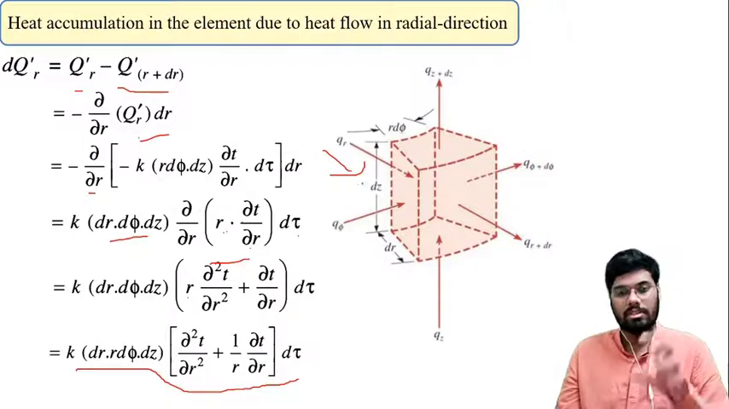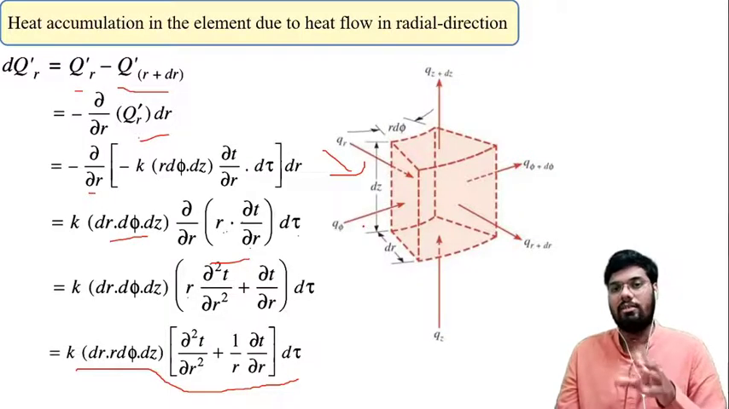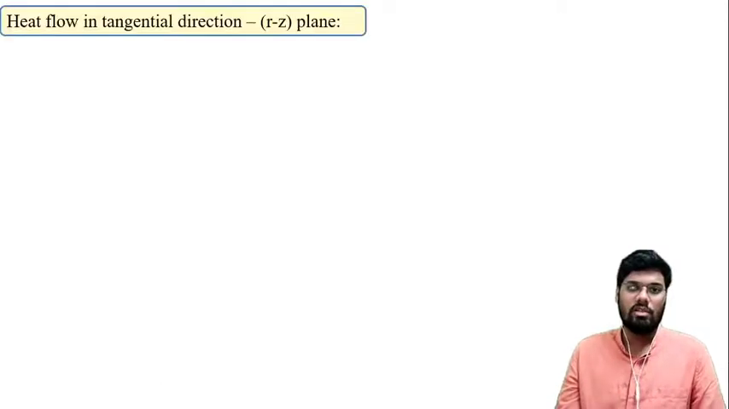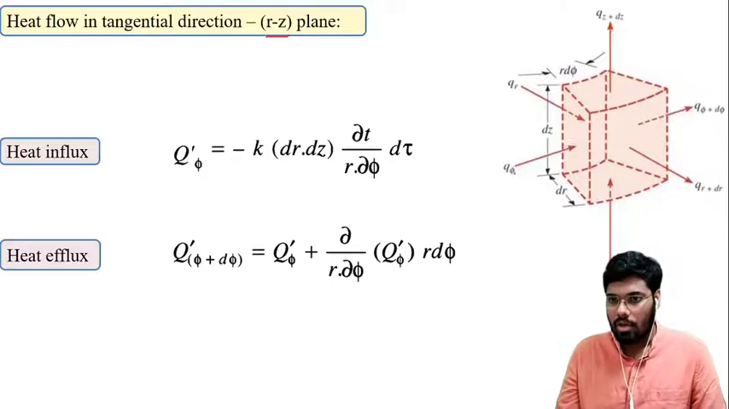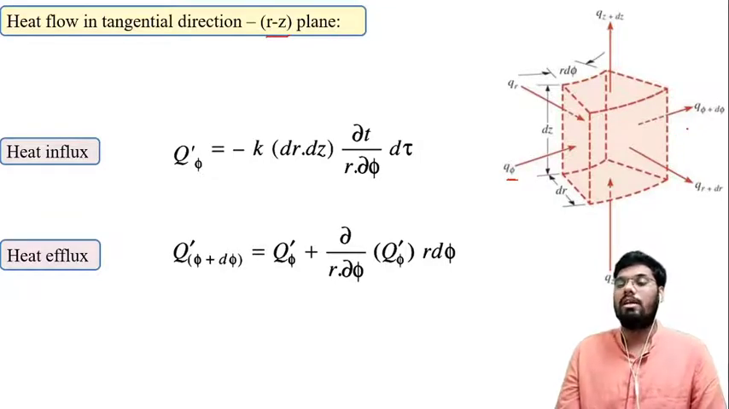We can derive the same for the z direction as well as for the phi direction. So let's discuss this r-phi plane, which means we are talking about the phi direction. When you are talking about the phi direction, the heat that enters the control volume is q phi. In the same time interval, the heat rejected from this face is q phi plus d phi. So heat is traveling r d phi distance.